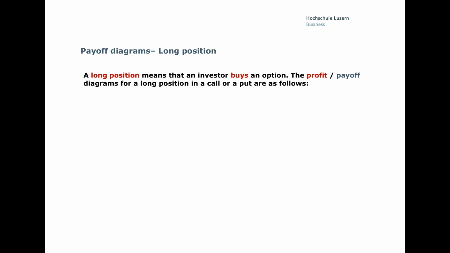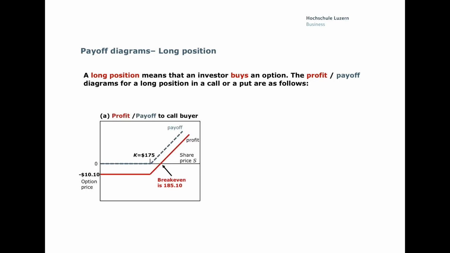Since we now have a basic understanding of call and put options, we can have a first look at payoff diagrams. In order to do so, we first look at long positions, which simply means an investor buys an option. Let's assume the exercise price of a call option is $175 and the option premium to be paid by the investor to buy the option is $10.10. Since the investor has the right but not the obligation to buy the underlying asset at maturity, the maximum loss is limited to the option premium.